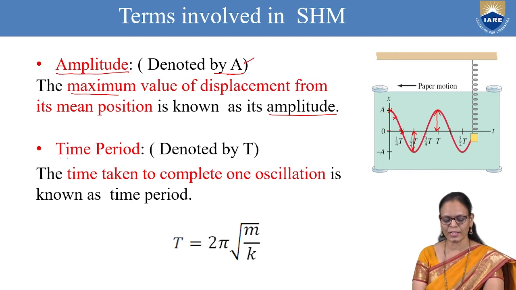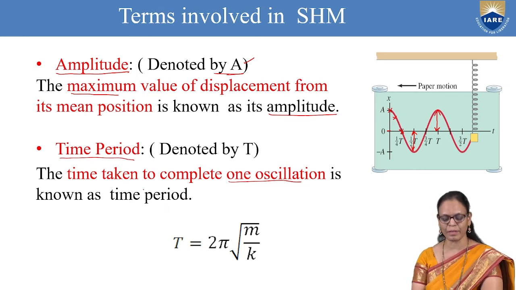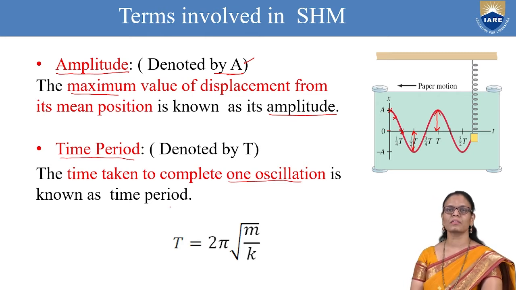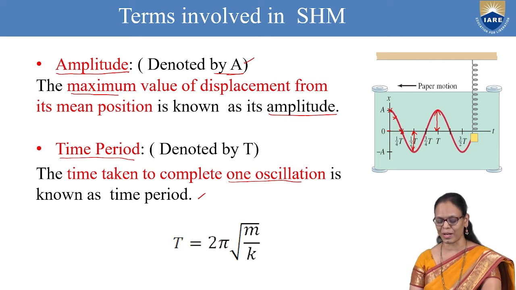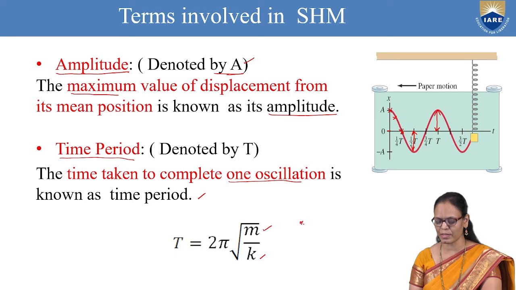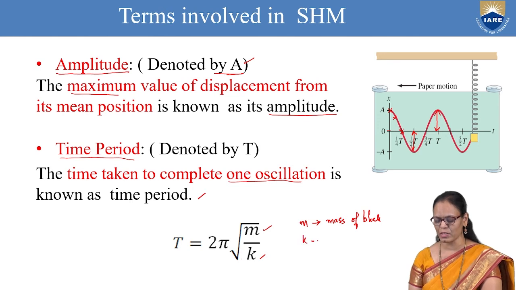And then what is the time period? The time taken to complete one oscillation is called the time period. And this time period T depends upon the mass and also the spring constant. M here represents the mass of the block. Here we are talking about a block of mass M, so it is the mass of the block or the mass considered in the system. And K here is the spring constant.